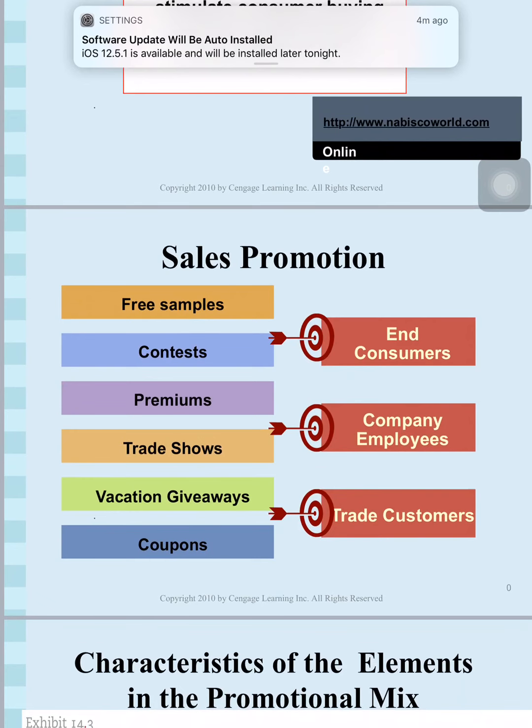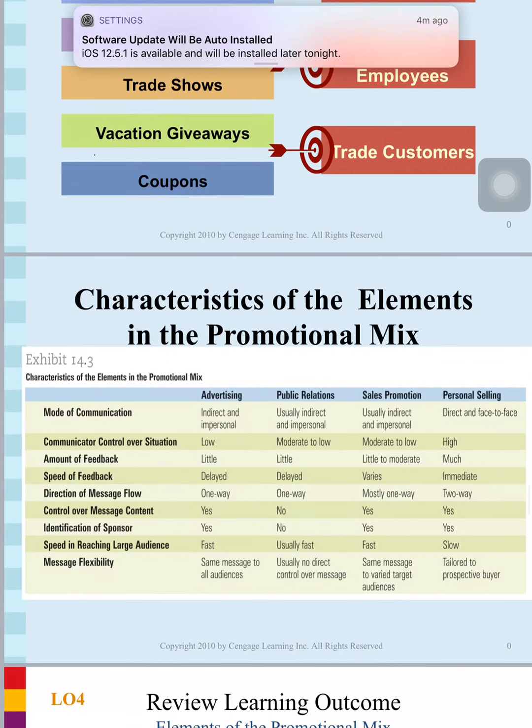Okay, next are the characteristics of the elements in the promotional mix. On this first line is advertising, public relations, sales promotion, personal selling, and the mode of communication. The difference between them: advertising is indirect and impersonal. Public relations is usually indirect and impersonal. Sales promotions are usually indirect also and impersonal.